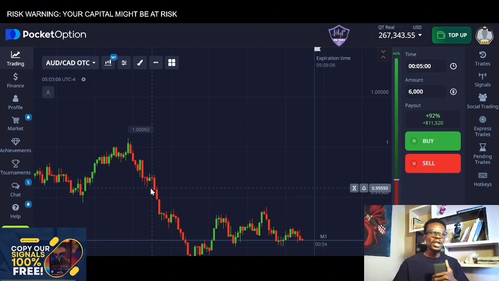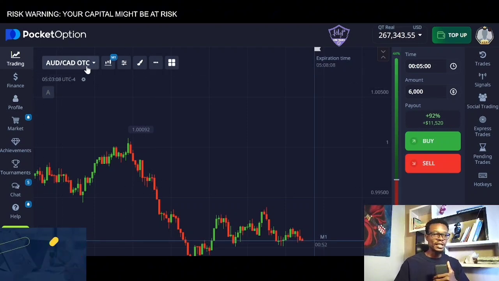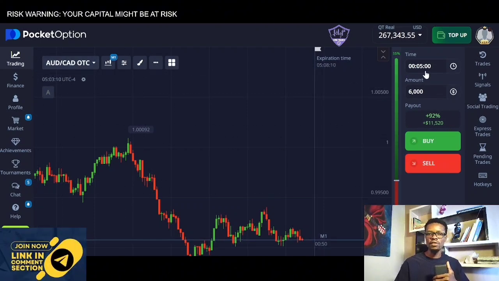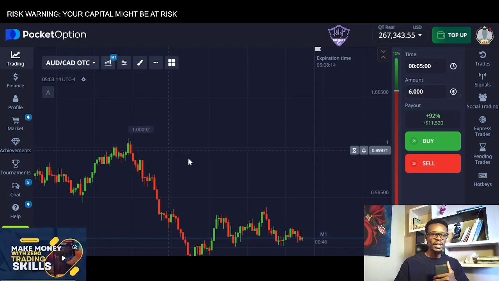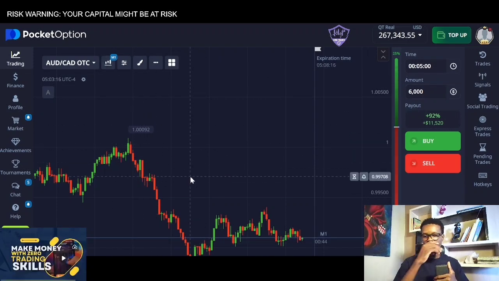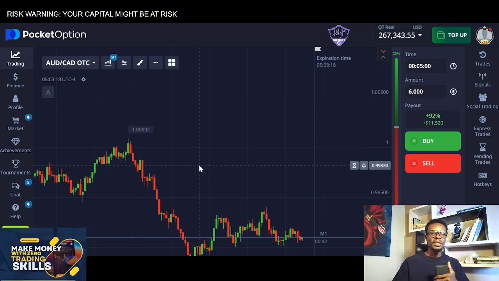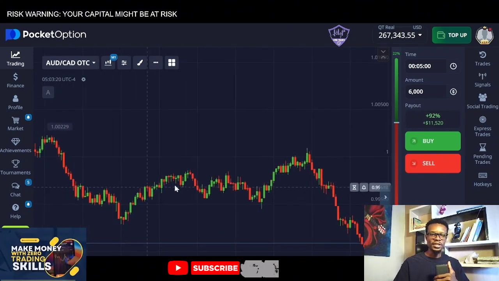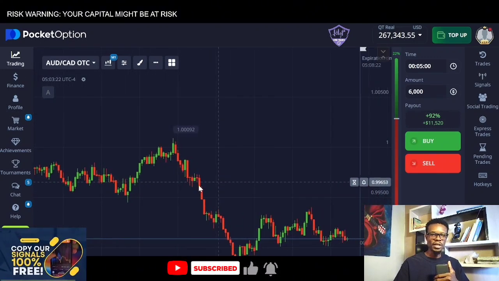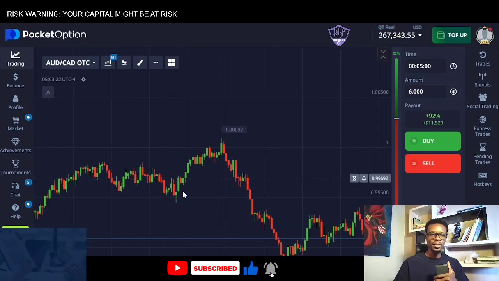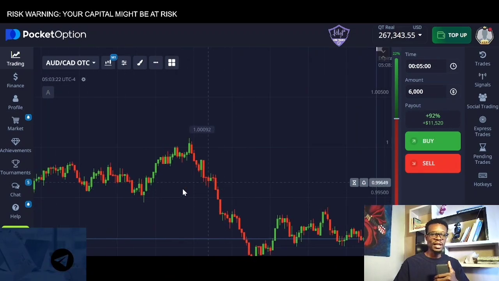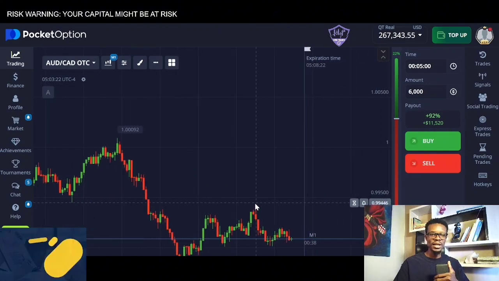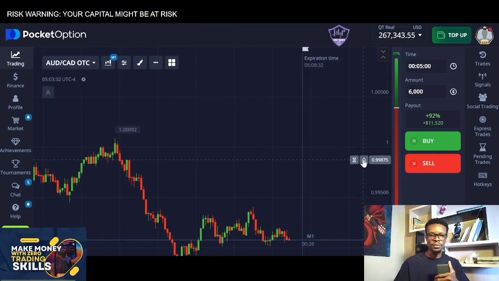So this is the chart, the AUDCAD, the OTC market, and of course we are trading over the 5 minutes expiry, risking 6 grand. And you can see right here, this is the 1 minute time frame, which means that every single candle right here is 1 minute. That being said, like I said earlier, the trend is now a downtrend because we have a strong break from this recent lower high swing, and of course it just signals that the structure of the price has changed and now the sellers are strong.